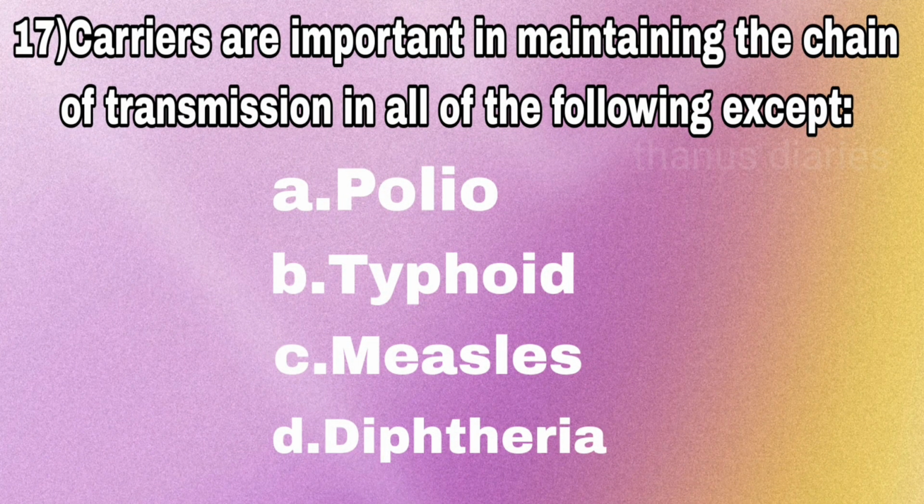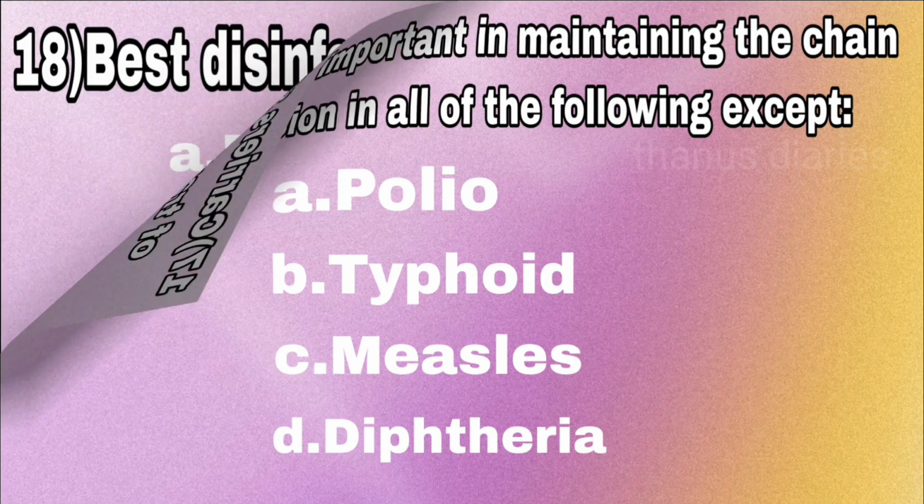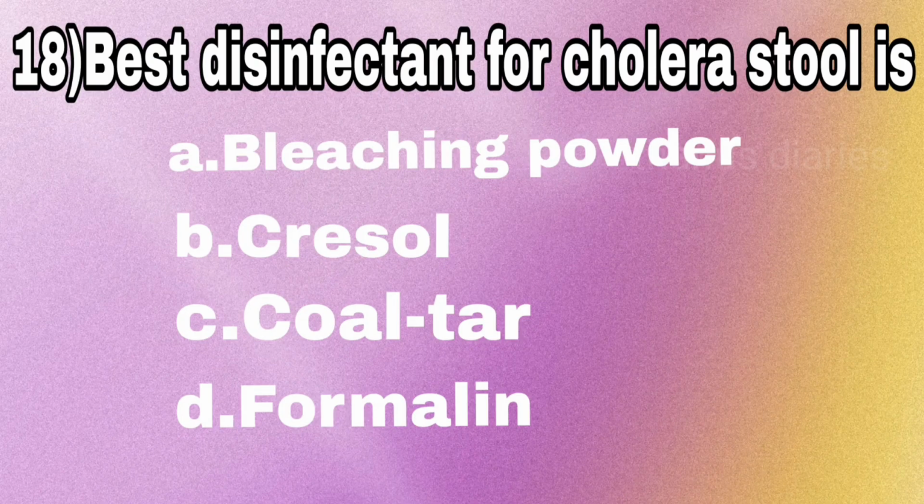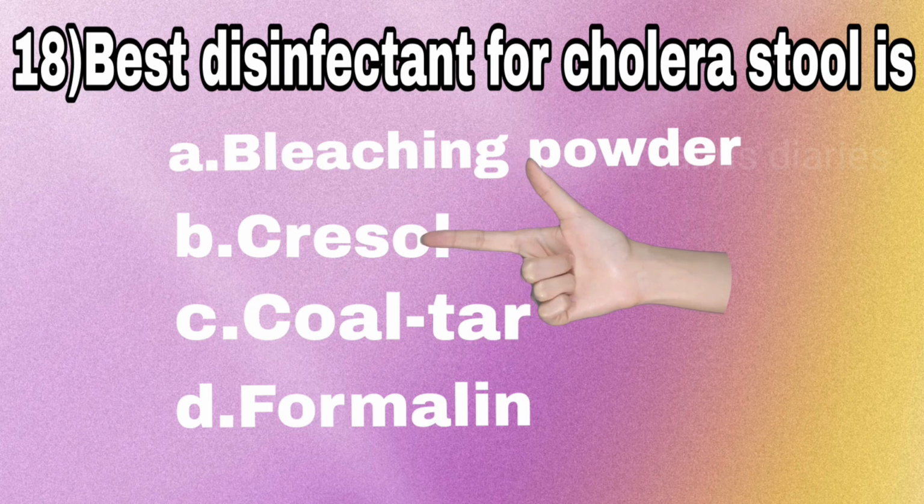Next question. Carriers are important in maintaining the chain of transmission in all of the following except polio, typhoid, measles, diphtheria. Measles. Next question. Best disinfectant for cholera stool is bleaching powder, cresol, coal tar, formalin. It's cresol.